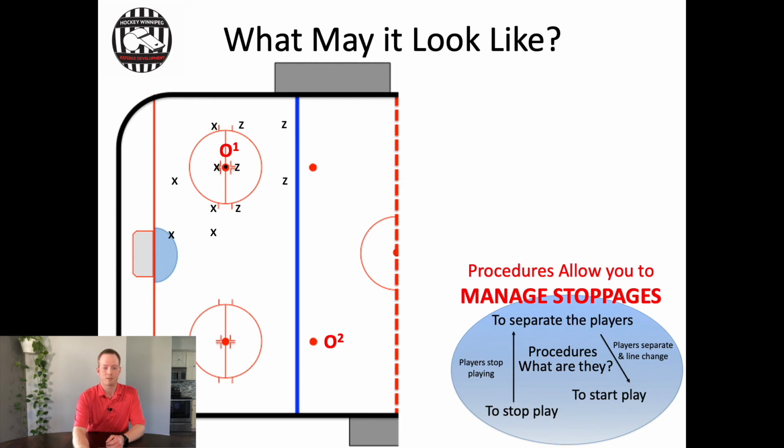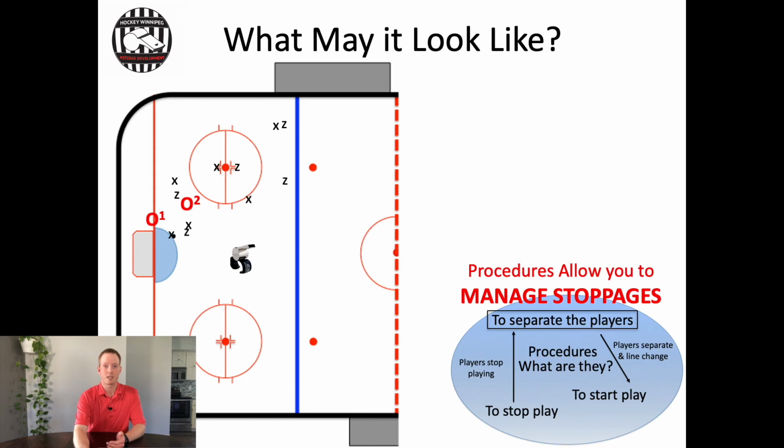Here's what it might look like. So we're now looking at an end zone face-off. You can see that the officials are all set up and ready for the face-off. We're going to say that the puck gets dropped, goes back to that defender or defenseman, the offensive defenseman. 0-1 gets down to home base. That defense person shoots the puck on net. We stop play because the goalie's covered the puck. And at this point is when we jump into those procedures. So we've stopped play. First one's done.